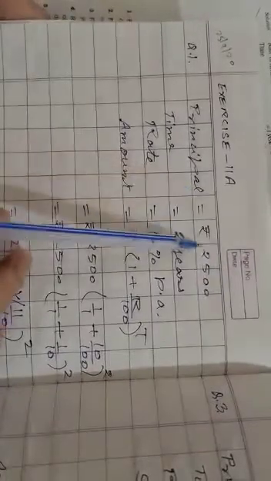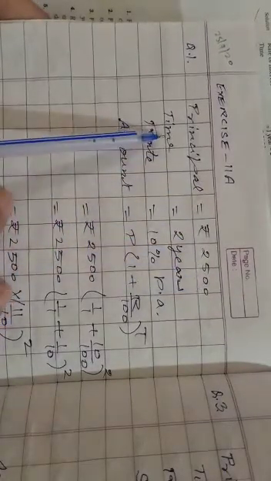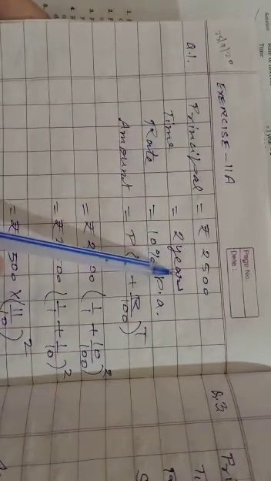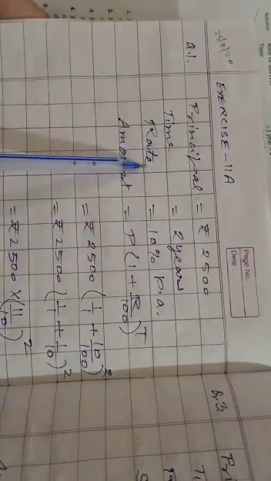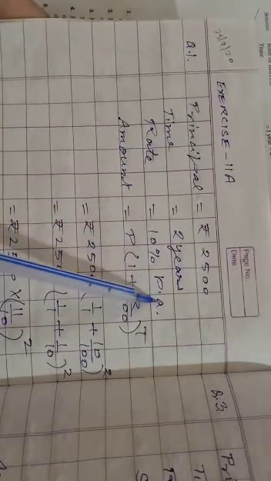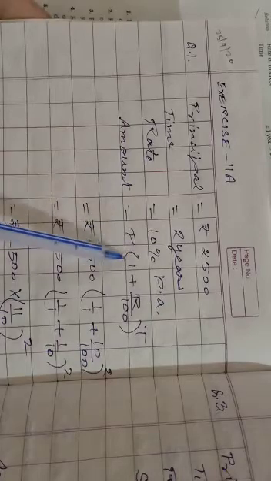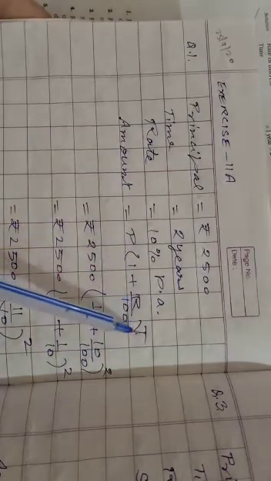Now we write principal equal to rupees 2500. This is your sum. Given time is 2 years. Rate of interest is equal to 10% per annum. Formula of amount is P bracket 1 plus R upon 100 power T.